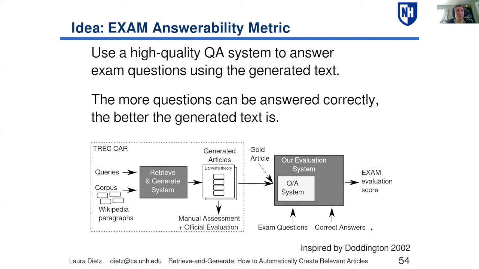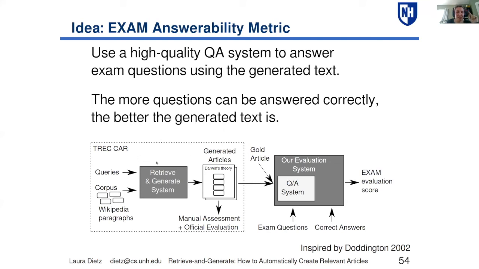So what you're suggesting is to use a high quality question answering system. And I think we have them. Question answering is not this big unsolved problem as it was in 2002. I think we actually made a lot of progress in that direction. So use a high quality question answering system to answer exam questions using generated text. And then the more questions are answered correctly, the better the text is. It's essentially like running an exam.